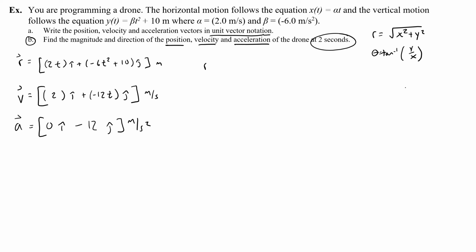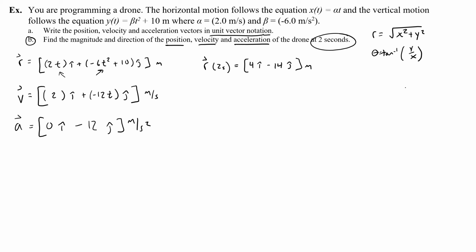Okay, so the way that I can say that I'm doing that is write r parentheses 2 seconds. So when I plug into here the time, I'm going to get 2 times 2, or 4i, plus negative 6 times 2 squared. Negative 6 times 4 is negative 24, plus 10 is negative 14, so minus 14j.